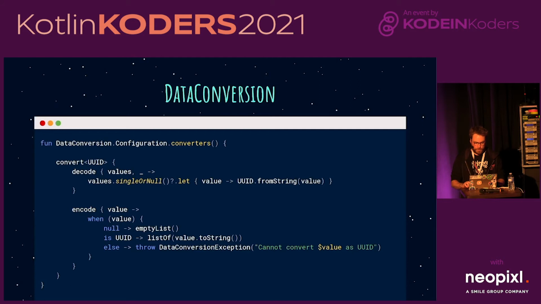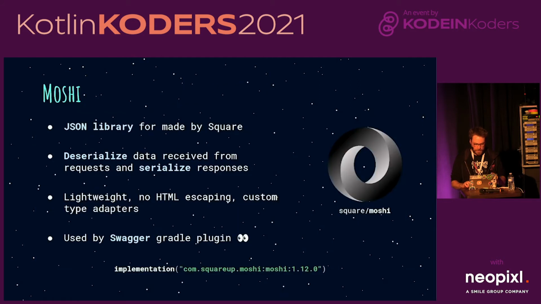Okay, so now my routes are there, type safe, and I can put whatever new custom data I want. As it is a REST API, I want to have my response and request in JSON. So I'm going to use here Moshi to serialize and deserialize the data I receive from the request and serialize the response I'm going to send to the client.